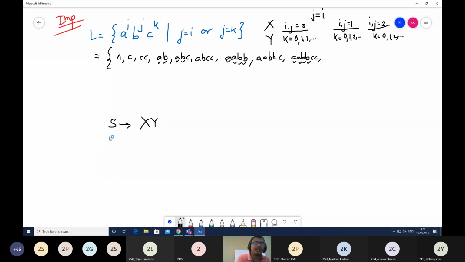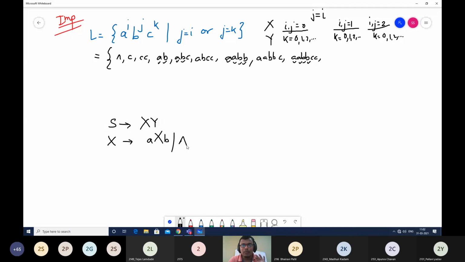This X is trying to maintain number of A's with number of B's, and they can be null also, because I and J can be 0 also. So when I and J are 0, directly I'll apply X gives null, correct? If I and J are 1, then I'll apply X gives AXB, so that I'll have 1 A and 1 B. And then I'll make X is equal to null.